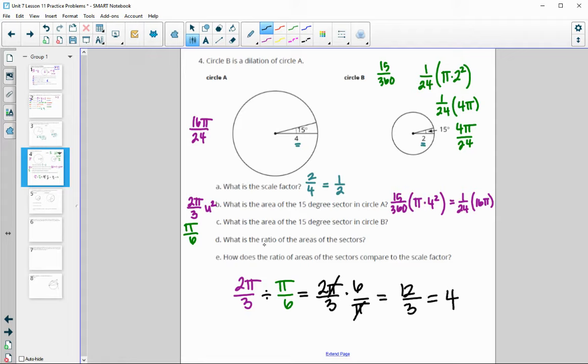And I did this backwards. So I did the bigger one to the smaller one. So I figured out going this way is going to be 4. So if we went backwards this way, it would be 1/4. So the ratio of the areas would be 1:4, or 1/4.